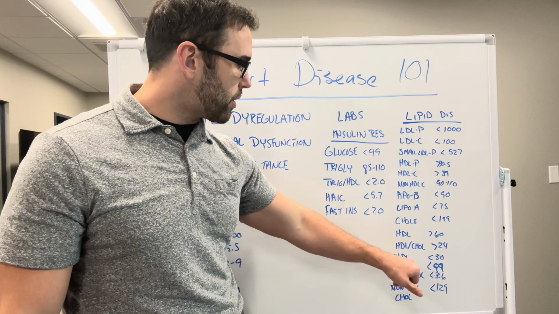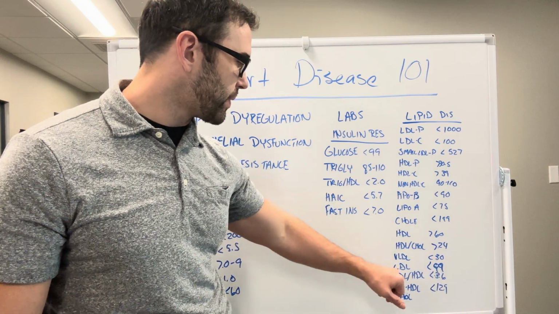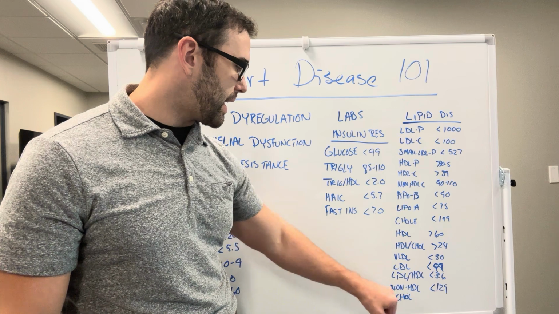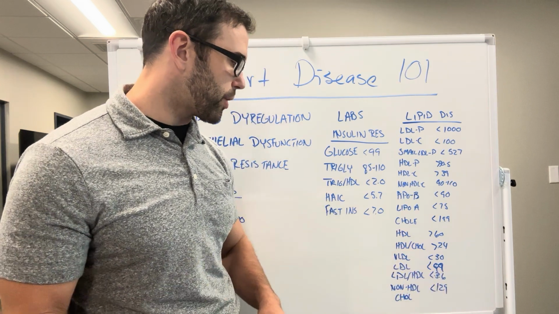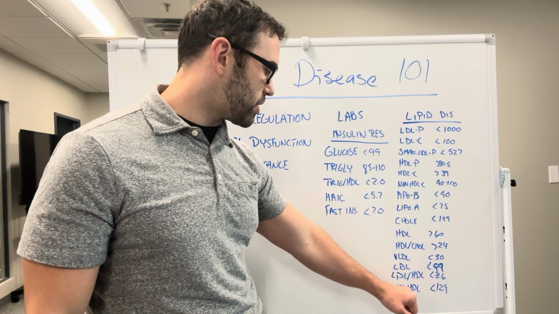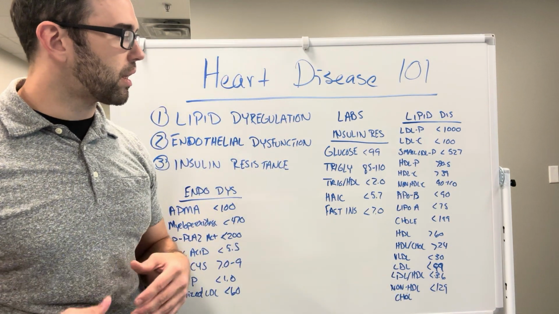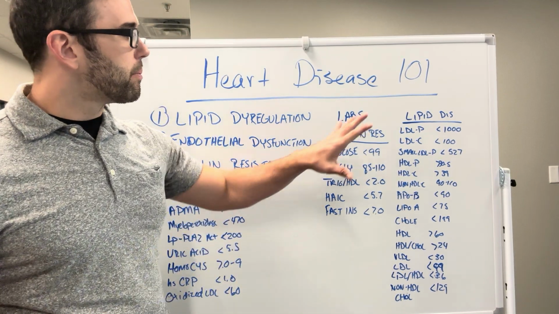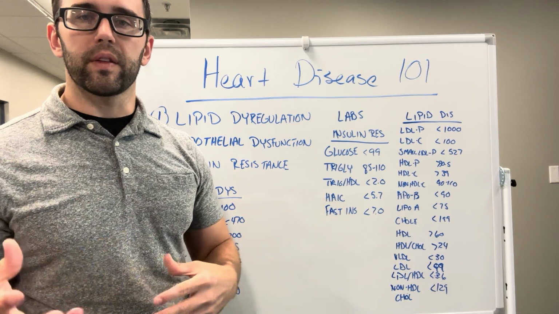You have your VLDL, which you want to be less than 30, your LDL less than 99, your LDL to HDL ratio, you want that to be less than 3.6, and your non-HDL cholesterol, which you want to be less than 129. So I know that that's just a lot of rattling off numbers, but this is the optimal range that you want all of these markers to be in.